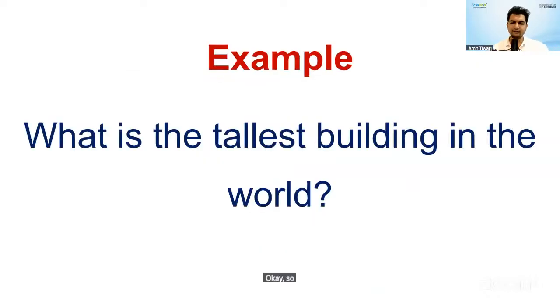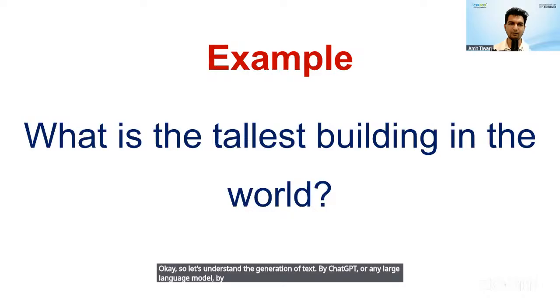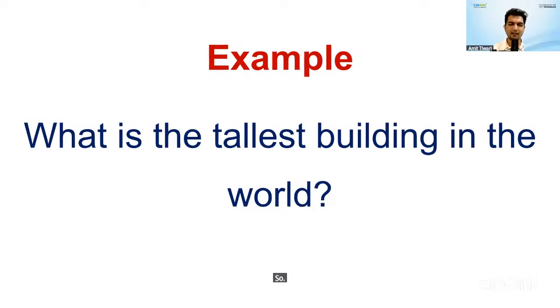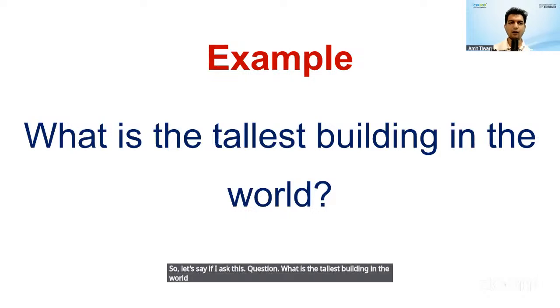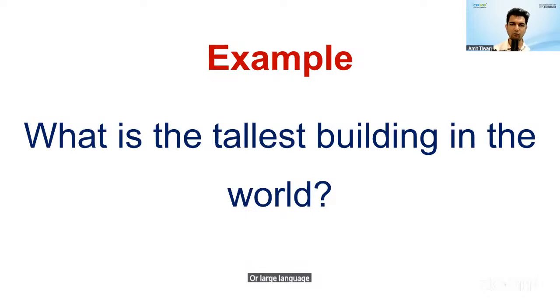Okay, so let's understand the generation of text by ChatGPT or any large language model with this simple example. Let's say I ask this question to a large language model: what is the tallest building in the world? How does it generate the output? Let's see that. In your chat box, can you quickly tell me what can be the next token in the sequence? If I ask what is the tallest building in the world, what can be the next word in the output?